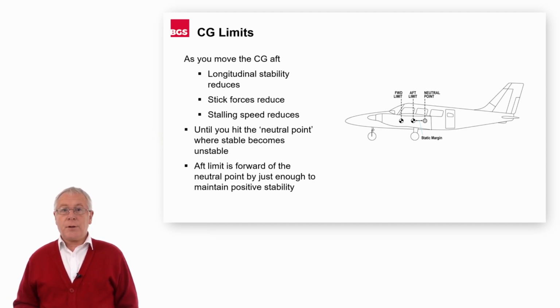If the centre of gravity continues to move further aft, due to, say, a mass and balance irregularity, then we reach the neutral point, where centre of gravity and centre of lift coincide. And this would be like balancing the aircraft on a pole where it could tip either way. It'd be very unstable. So the aft limit should be just forward of the neutral point.